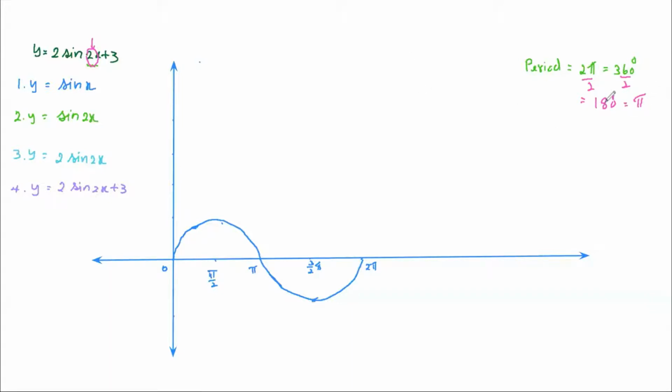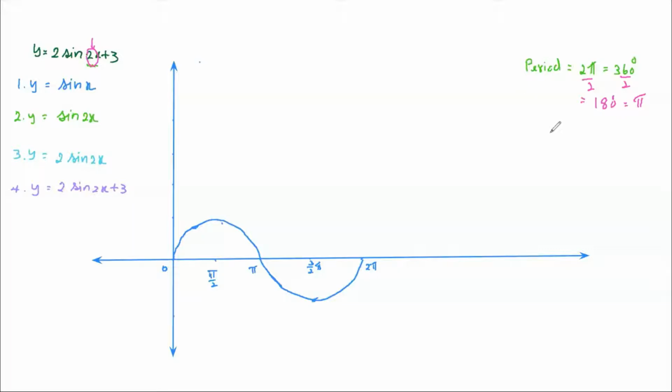So that means one complete cycle equals 180 degrees. That means when you plot the graph, in this case 2 sine 2x, you will have 2 cycles within 2 pi. 2 cycles within 2 pi. So first, how do we plot the graph?